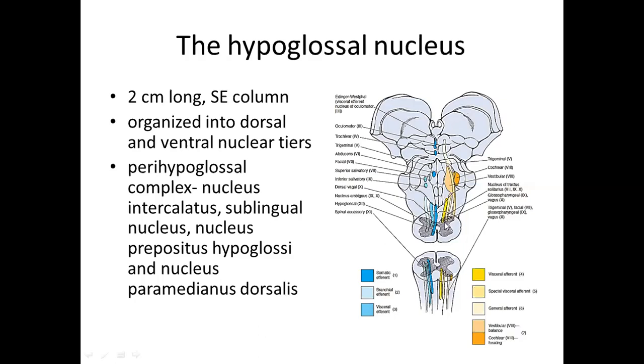Now there is a whole complex which is situated in the hypoglossal area. It is formed by the nucleus intercalatus, the sublingual nucleus, the nucleus prepositus hypoglossi, and the nucleus paramedianus dorsalis. If you want, you can remember. And all these are responsible. MLF is also responsible for your gaze. Apart from head and neck movement, it is also responsible for your gaze, and so is this perihypoglossal nuclear complex.